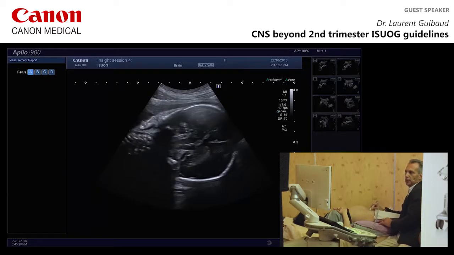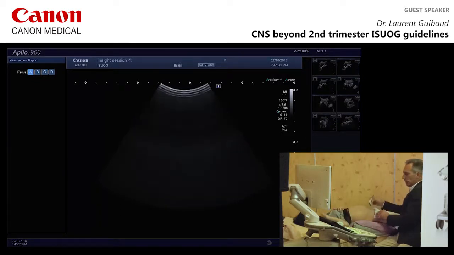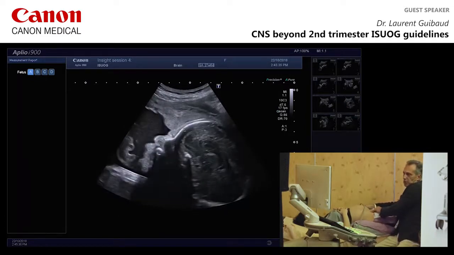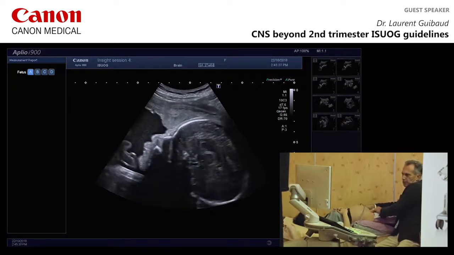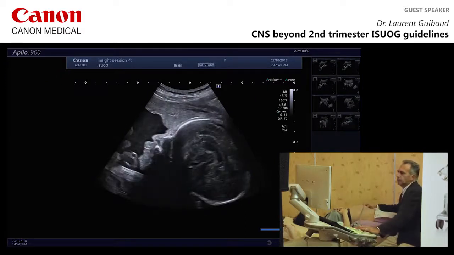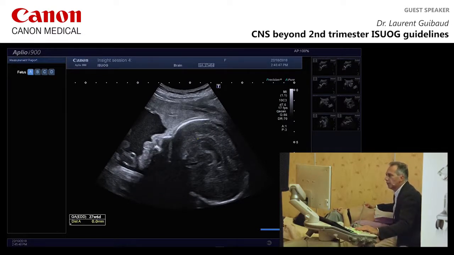So you may have a short corpus callosum, and you do your work like that, and in fact, you may have a small corpus callosum. To have a clear view of the corpus callosum, you have to get the sagittal view. Here, sorry, it's not completely clear, but you measure from here to here.